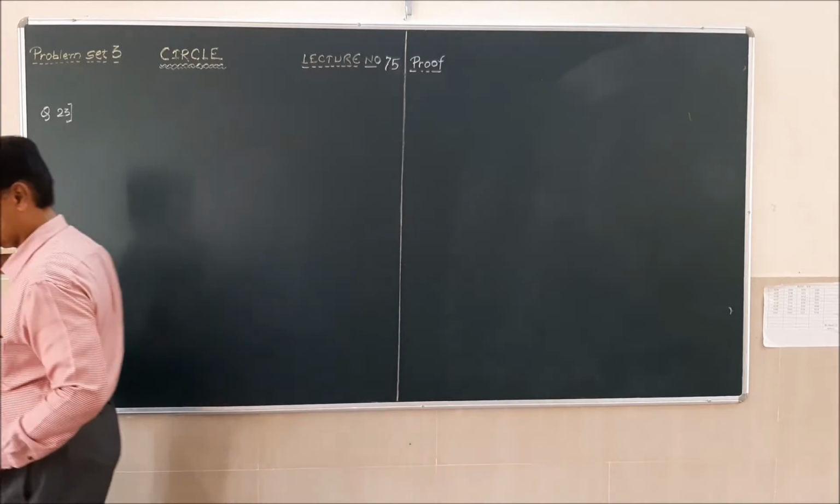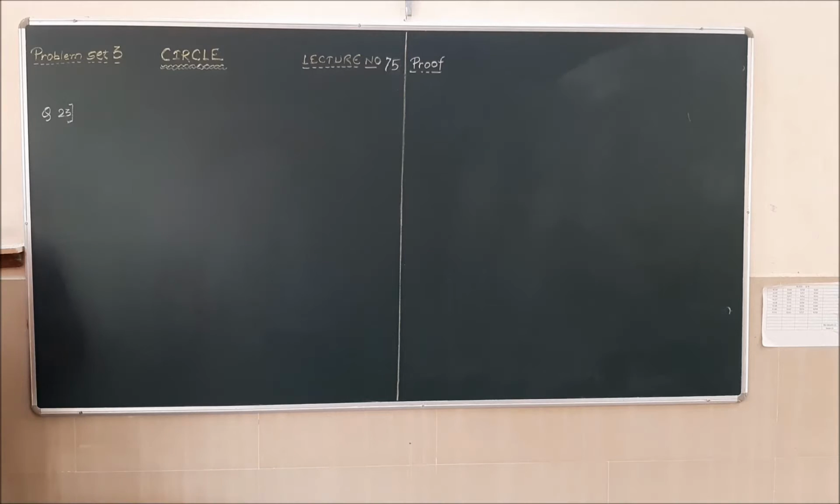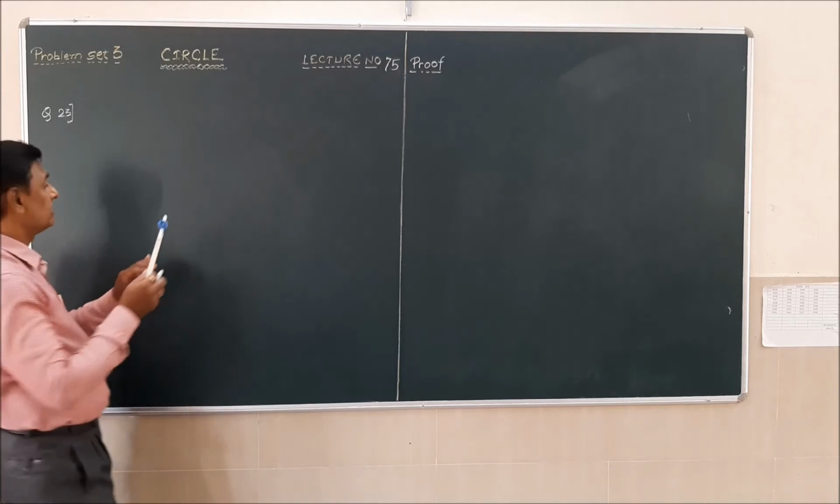Now question number 23. Page number 90. Please write this. Page number 90. Figure 3.101. Two circles are again intersecting circles.